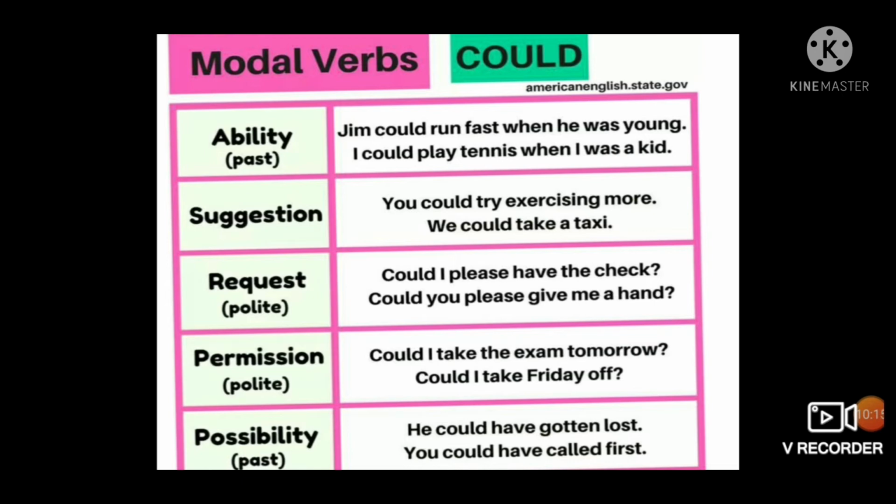Then, while making a request in a polite way, in a formal way, if you use could, the sentence becomes more polite. We'll compare with can. Could I please have the check? It's a humble way, it's more polite. Could you please give me a hand? So while making a humble request, we can use could. Then permission. Could I take the exam tomorrow? In a polite way.